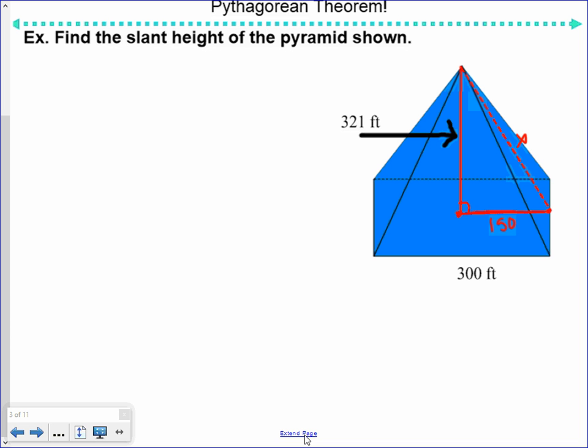Okay, let's go ahead and do that real quick. So with the Pythagorean theorem, this is your normal height, 321. That would be right in the middle of the pyramid, from the top of the pyramid straight down to the bottom.